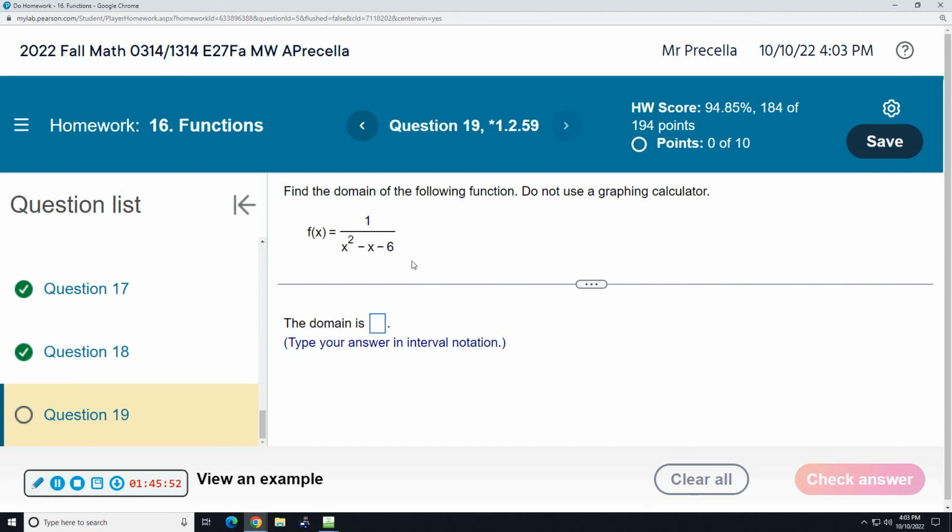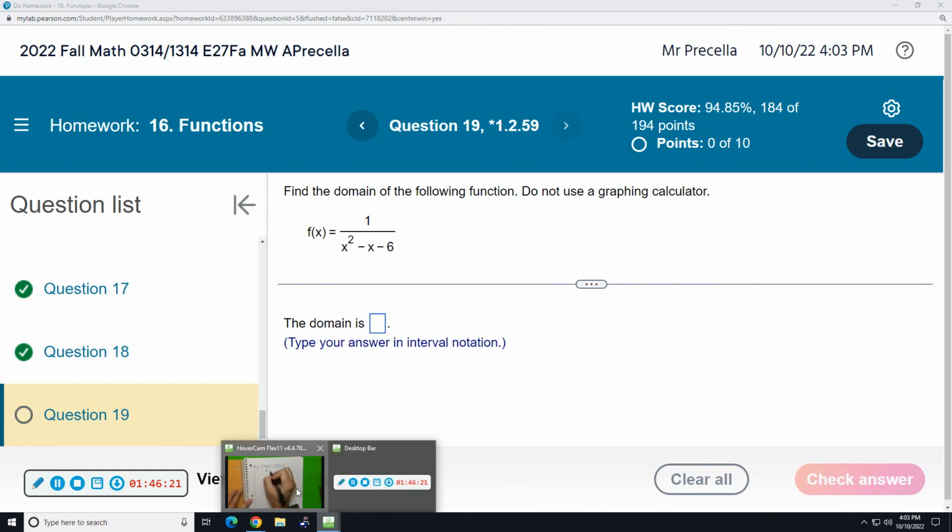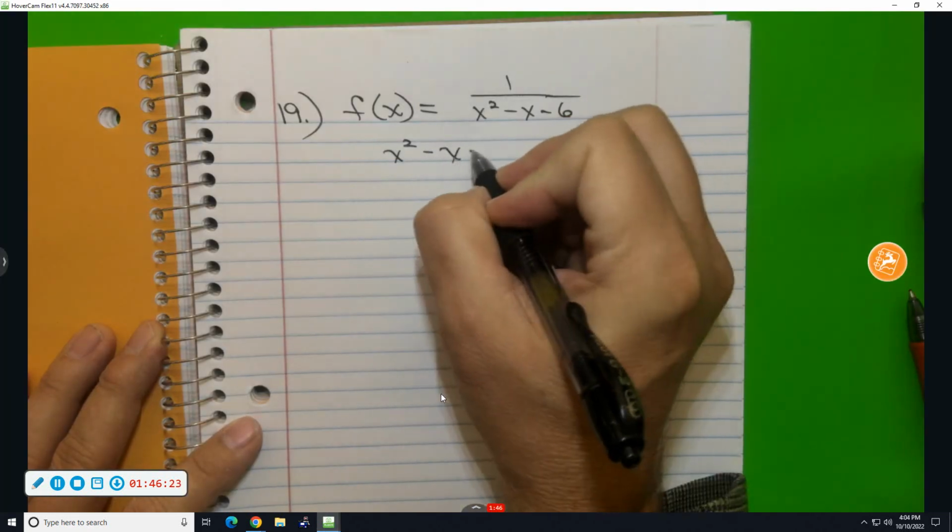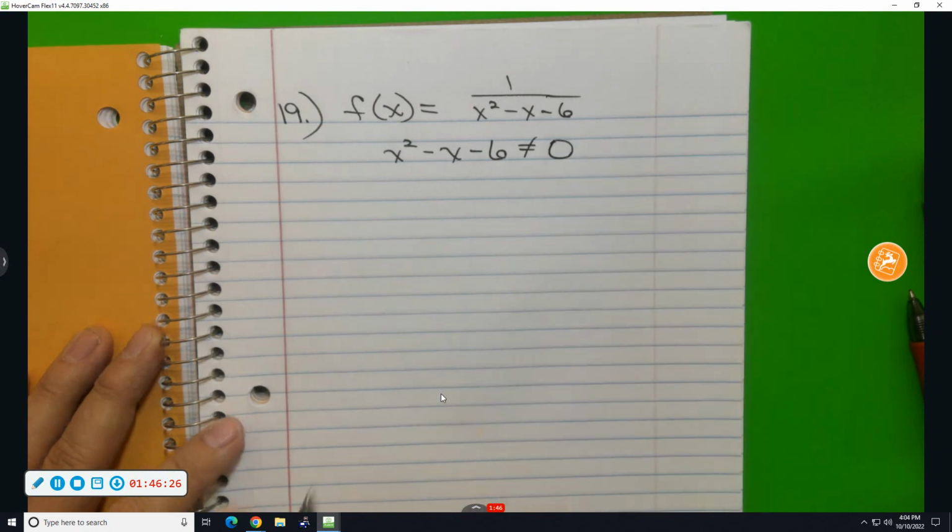Okay, let's take another approach. Will this function create any imaginary numbers? No, because there's no square root. Will it produce undefined results? Yes, because I see a fraction. What do we not want to have down here? We don't want that to be 0. X squared minus x minus 6. We don't want that to be 0.